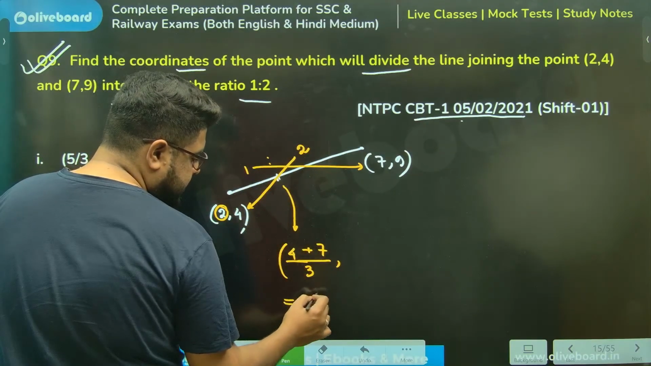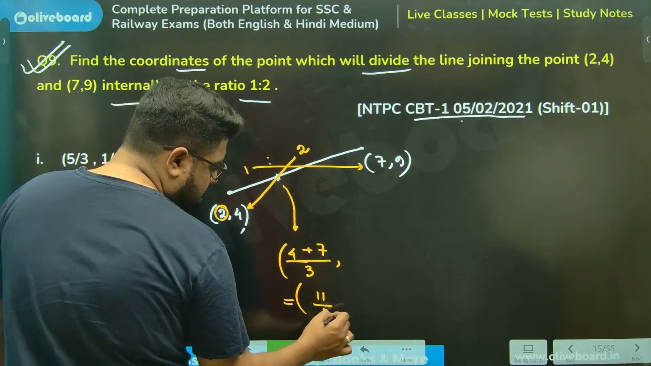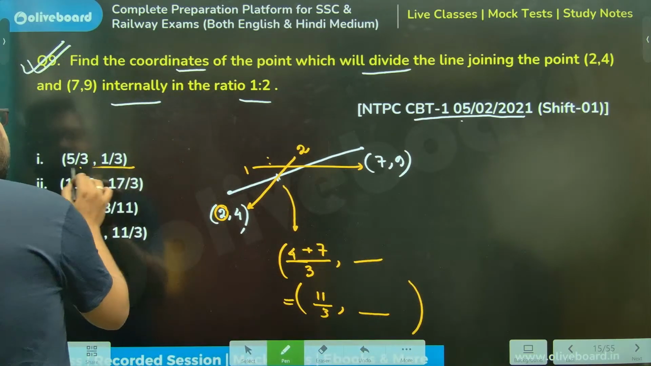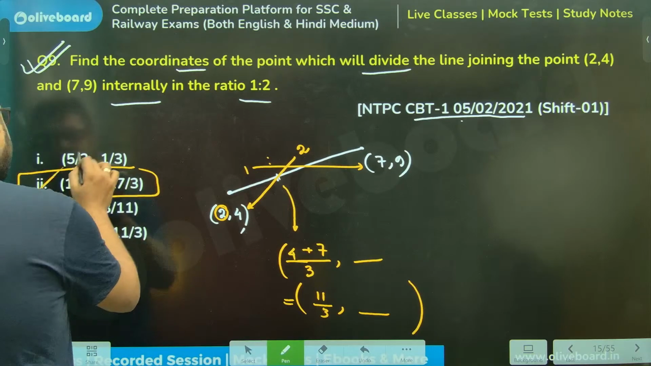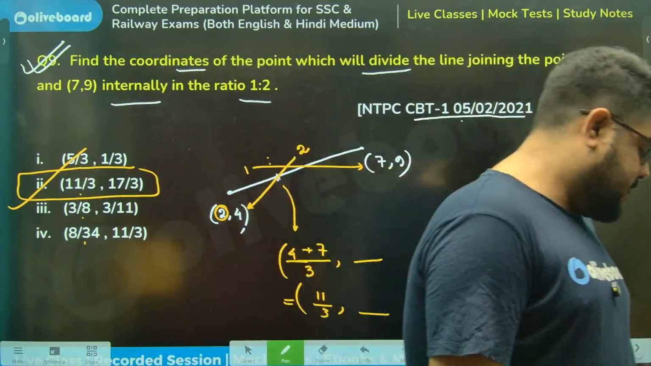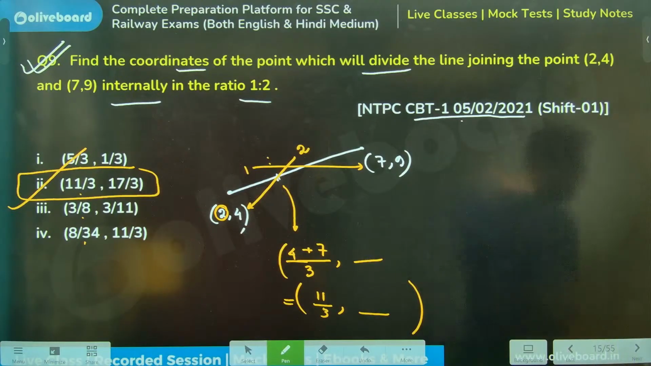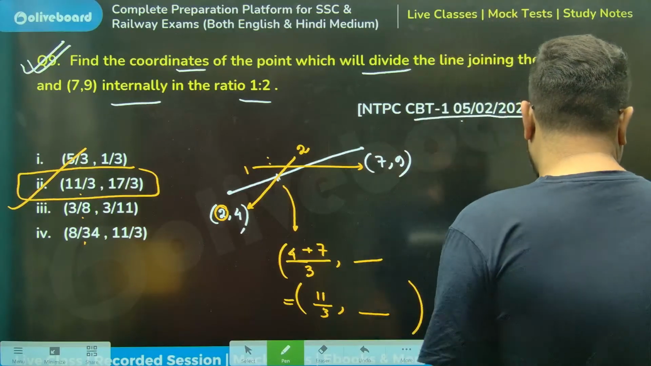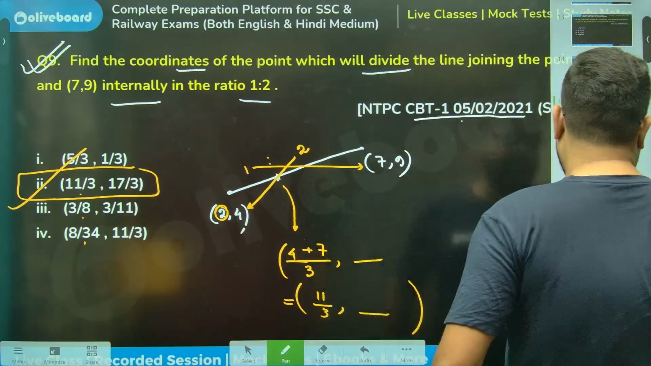11 by 3, sir. Comma something. But again, I don't need it. 11 by 3, there is only one option, which is option 2. Done. Again, we'll do the bare minimum work. Yes, Shubham, I missed it, brother. Extremely sorry. I missed it. My mistake. Perfect, sir. Perfect.